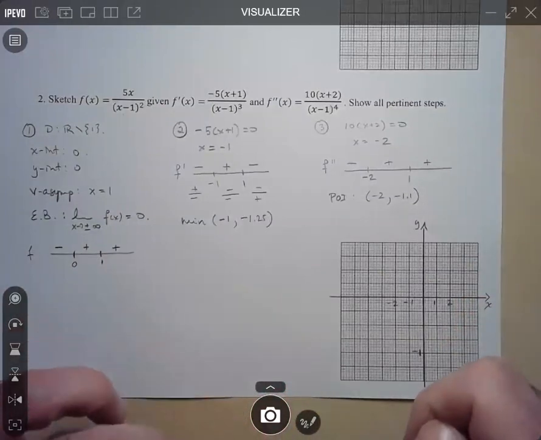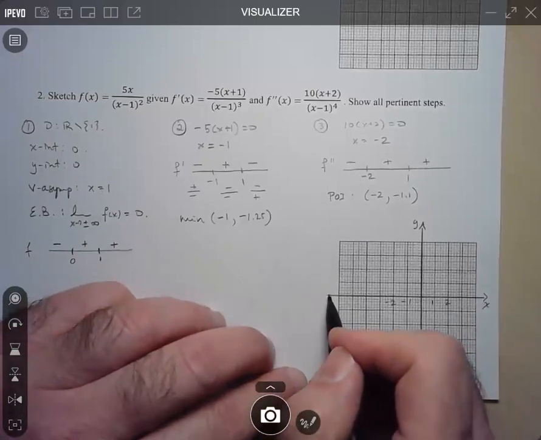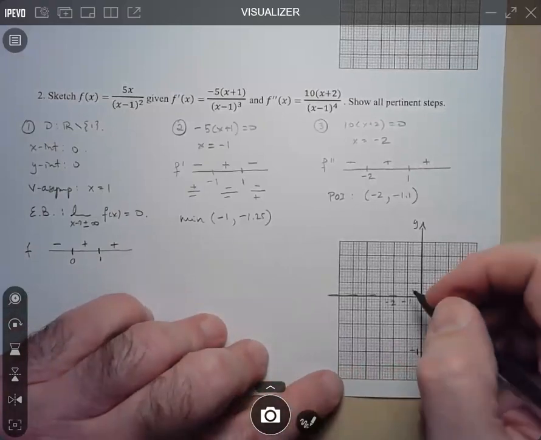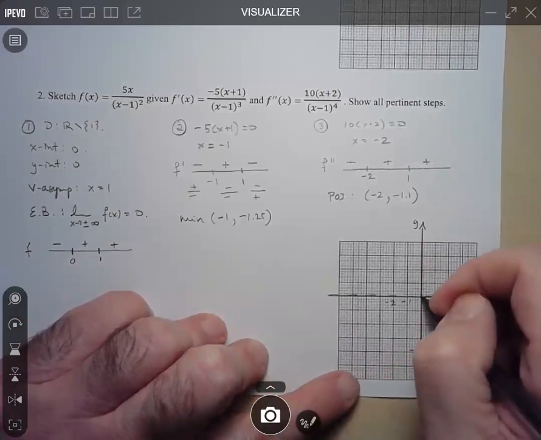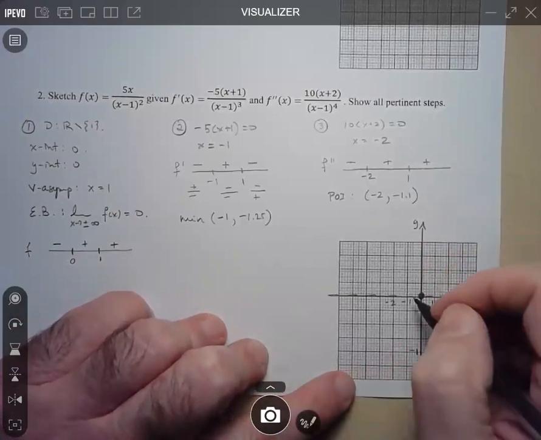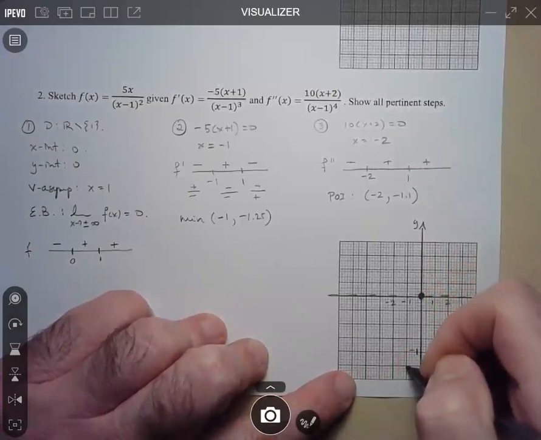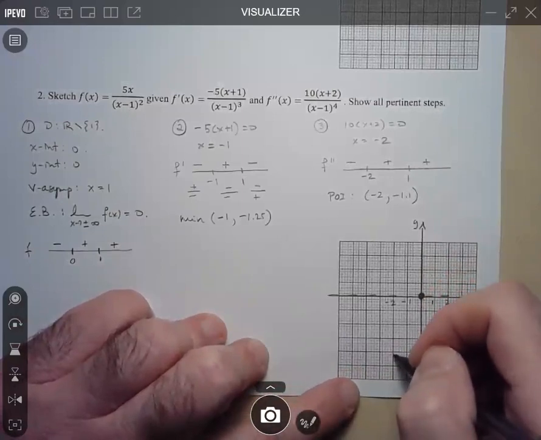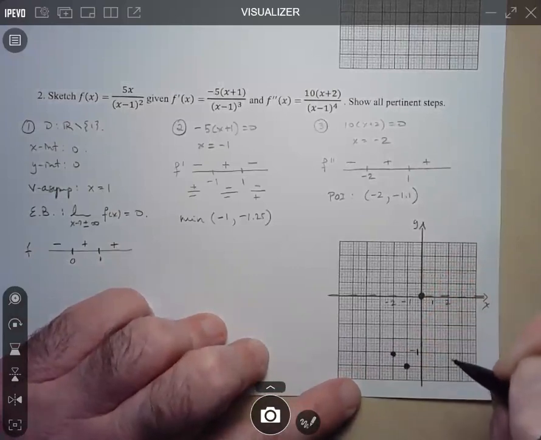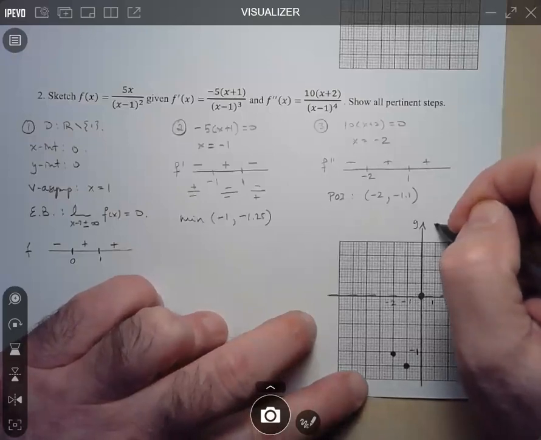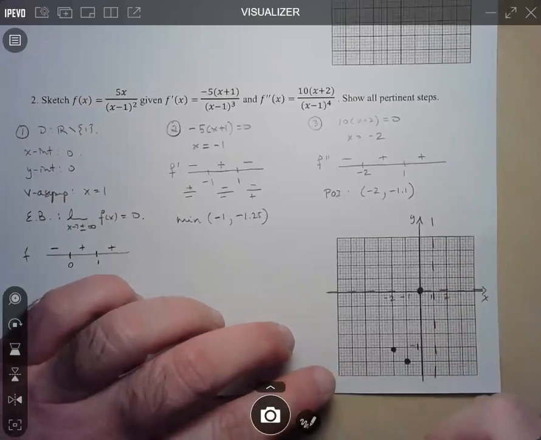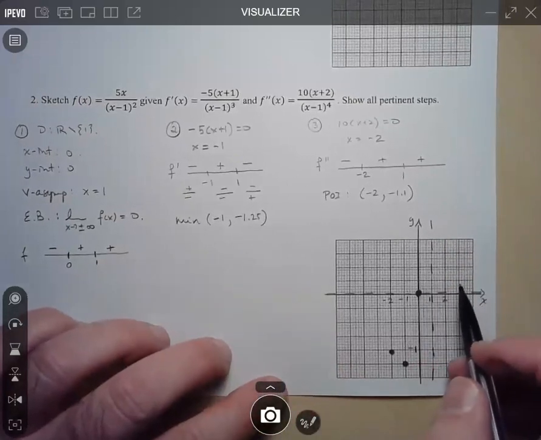Sometimes use your fractions to help you out here. So I know I've got my horizontal asymptote at 0. I've got my x and y intercept at 0, 0. At -1 and -1.25, I've got my minimum. At -2 and -1.1, somewhere there, I've got my point of inflection. And then at x equals 1, I have my vertical asymptote.